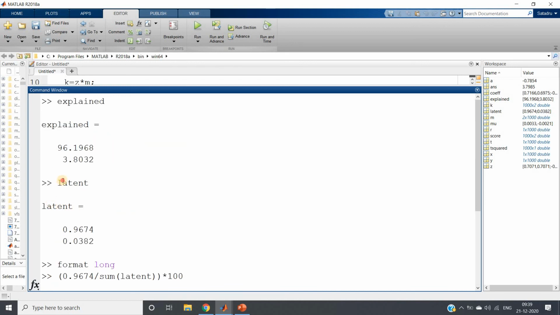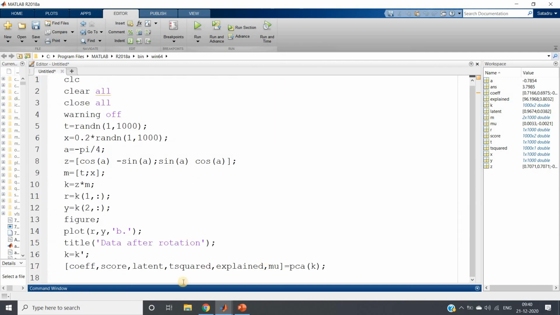So this is the importance of the latent output parameter, which tells us how much variance each principal component is explaining. And if you want the variance in terms of percentage, that is, how much of the total variance is explained by one particular principal component, then you can go with the explained output parameter. So this is the importance.